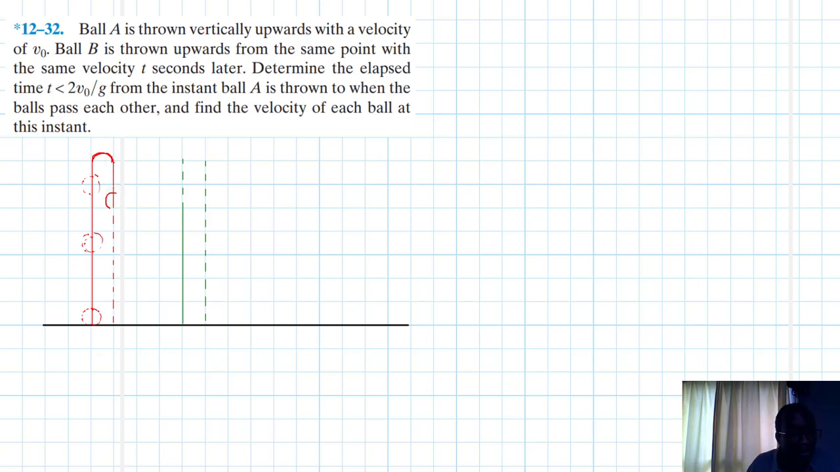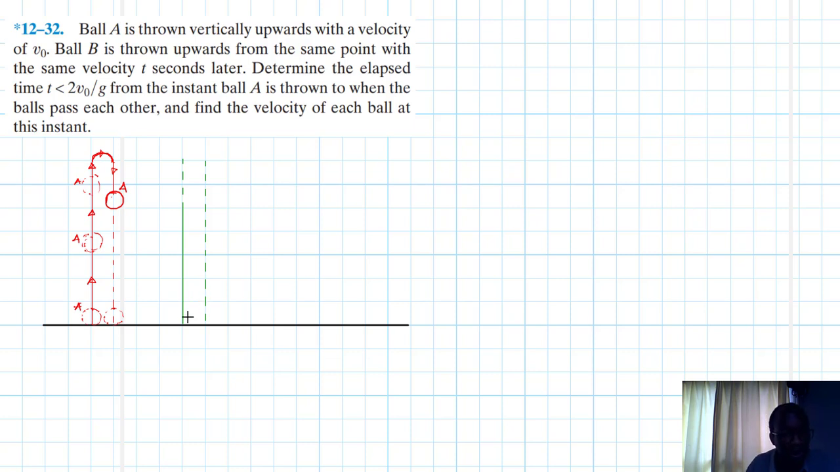Then we have this ball here, moving like so. So this is our ball A. It is thrown like so, and of course eventually it will come down. But we are not interested at the point where it comes down. We are interested at the point where it meets with the other ball.